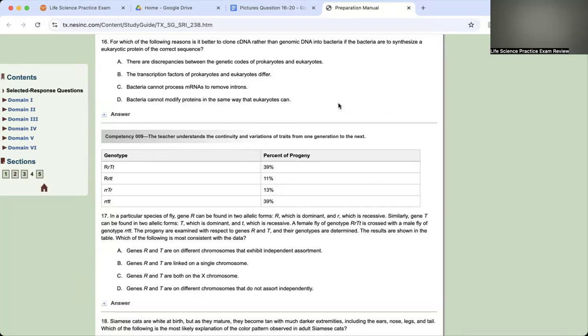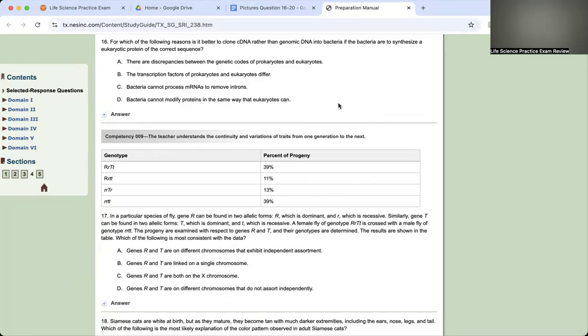All right, question 17. They start out by giving us these percentages here. This question is going to deal with dihybrid crosses right off the bat. You can see here we've got two different traits we're looking at, R and T, and they've given us a percentage breakdown. So let's read the question.